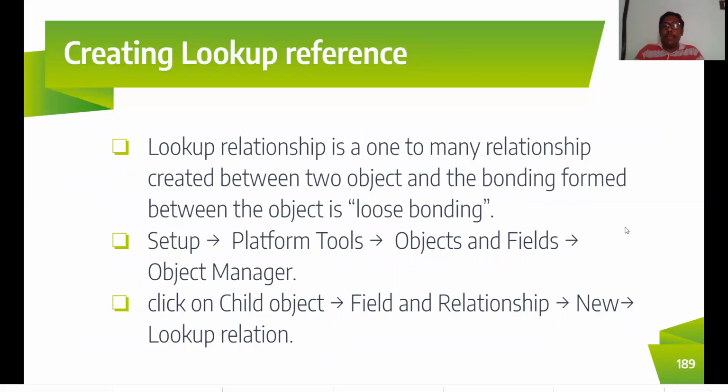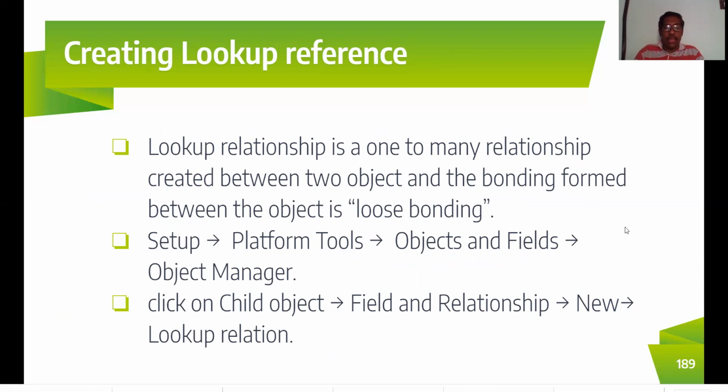So lookup relationship is a one-to-many relationship created between two objects, and the bonding formed between the two objects is closely coupled, which is already told by me. Now let me see how to do this. We have to go with the menu. You have to click on Setup, then click on Platform Tools, and click on Objects and Fields. Then select the Object Manager.